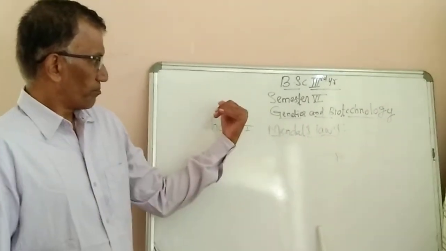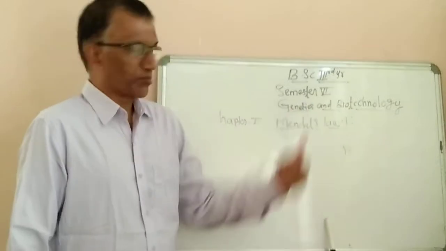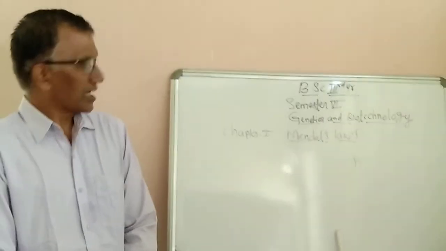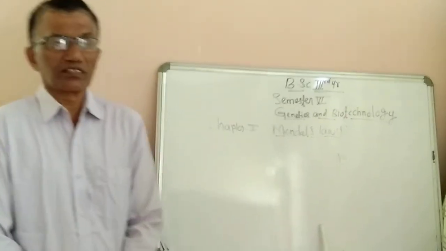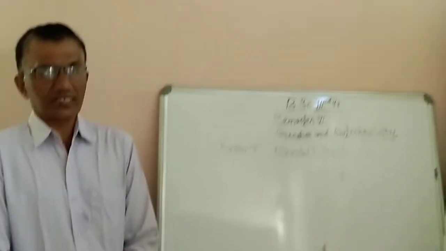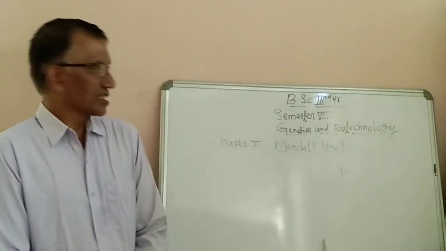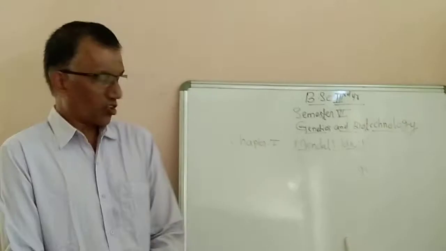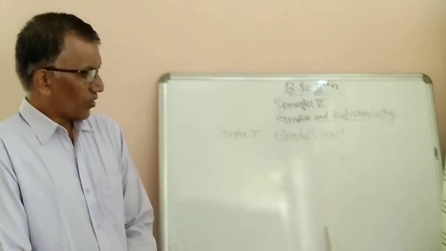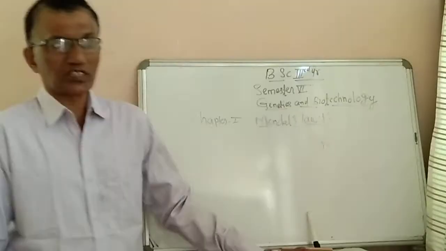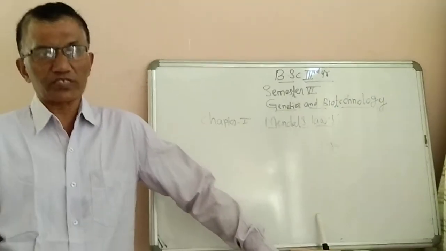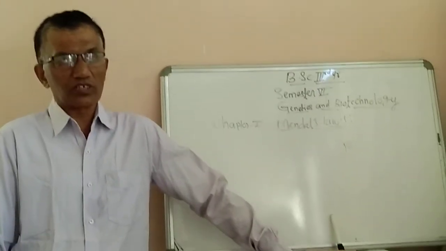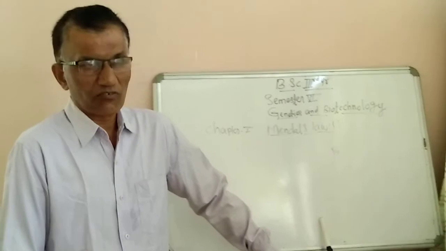The title of the paper is Genetics and Biotechnology. Yesterday we discussed the syllabus of this paper, which are the chapters of genetics and the chapters of biotechnology, and for each chapter, what are the aspects that have been mentioned in your syllabus. Regarding all these aspects, we have discussed very briefly.